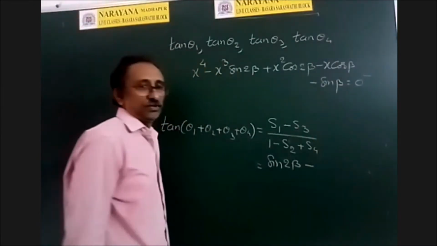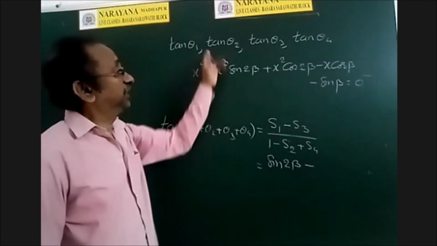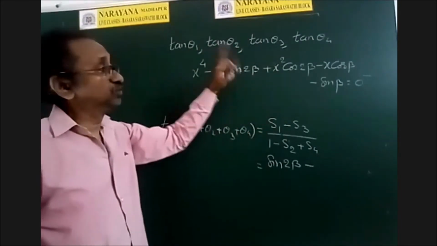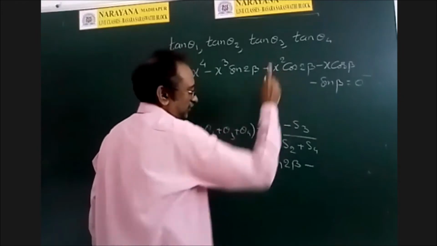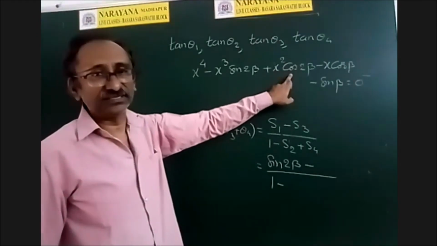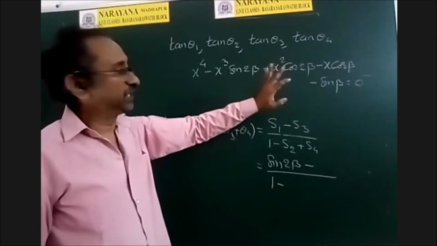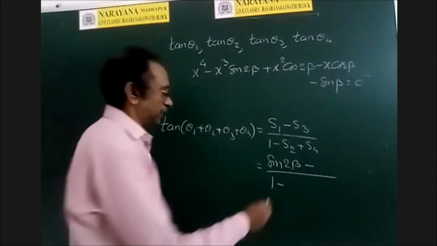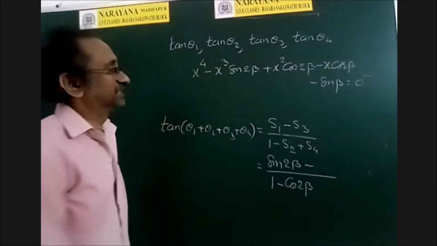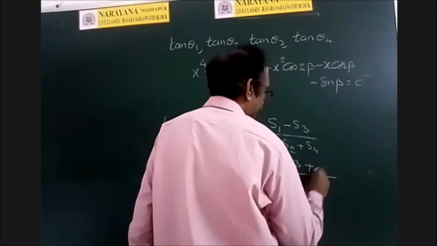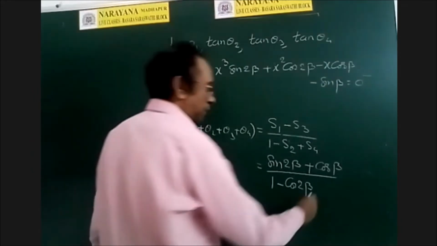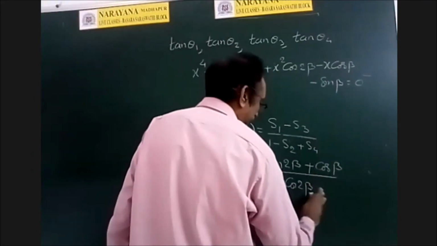Minus S3. What is S3? Sum of the products of three roots taken at a time. Then 1 minus S2. S2 means sum of the products of the roots taken 2 at a time. No need to take minus, simply I will write cos 2 beta by 1. And for S3, again there will be another minus. Minus of minus, plus cos beta. And S4, the product of the roots, is minus sin beta as it is.